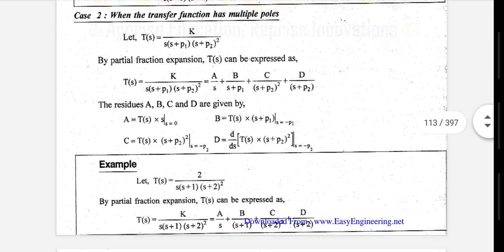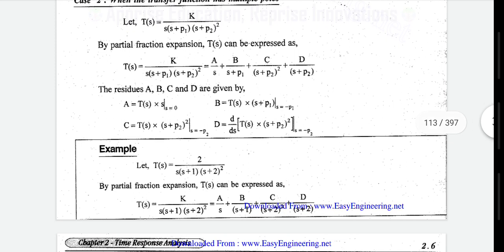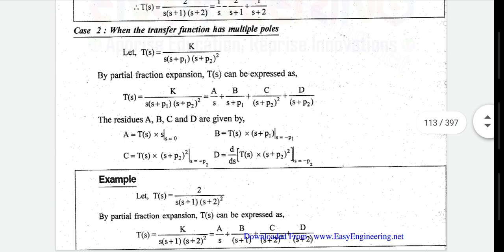Okay, so T of S is equal to K by S into S plus 1, S plus P1 into S plus P2 whole square. That is nothing but, now you have two roots here, S plus P2 whole square. So it is nothing but multiple poles.